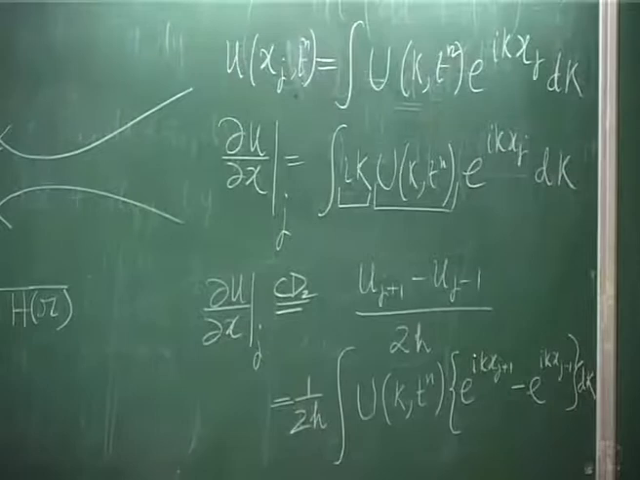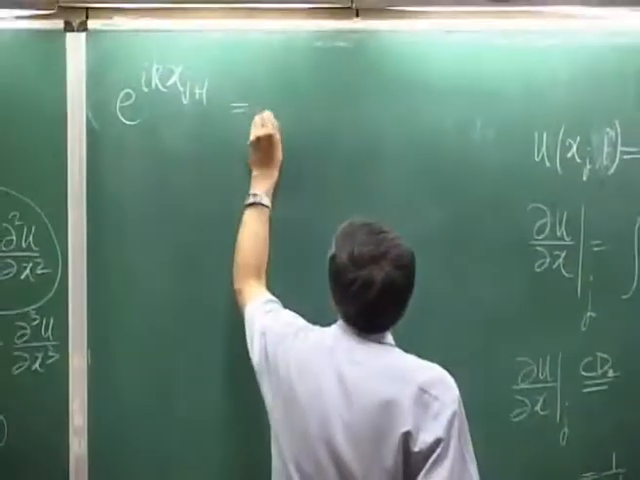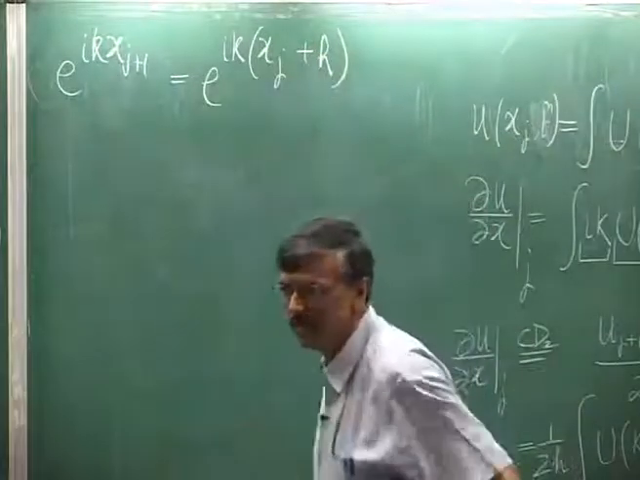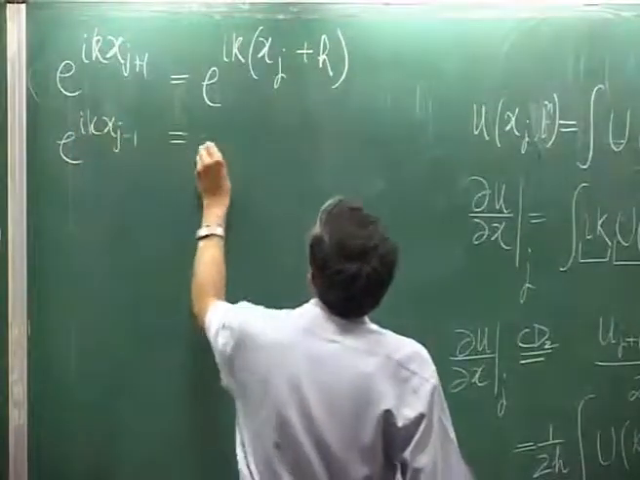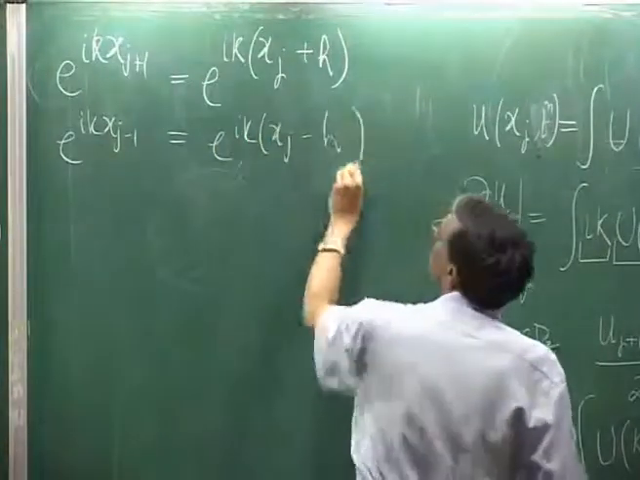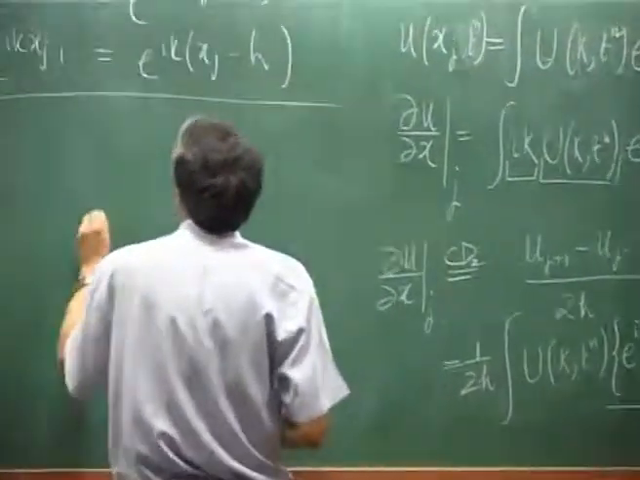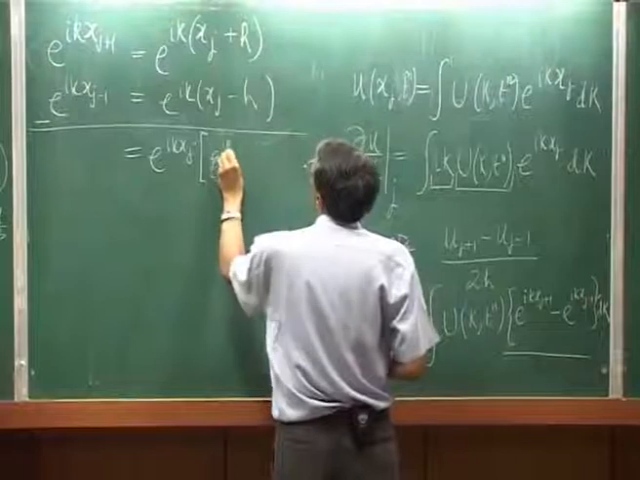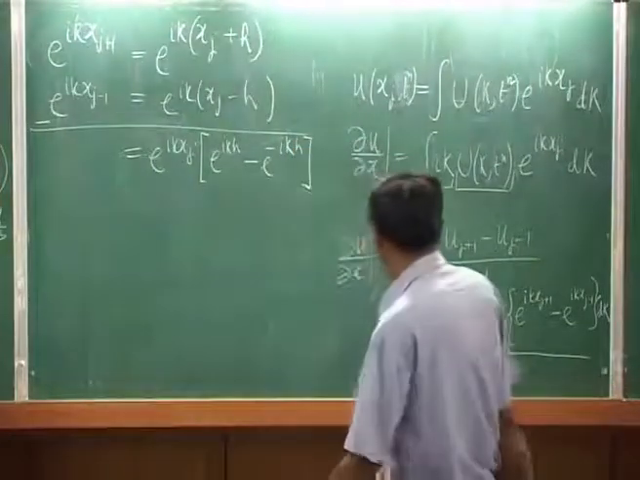Right. Now, if you look at this e^{ikx_{j+1}}, if I take uniform spacing, then I can write x_{j+1} as x_j plus h. In the same way, you can write e^{ikx_{j-1}} as e to the power ik(x_j minus h). So, this quantity in braces here, when I subtract, what do I get? I can take the common part out, and I would write e^{ikh} minus e^{-ikh}. Right. And what is this?